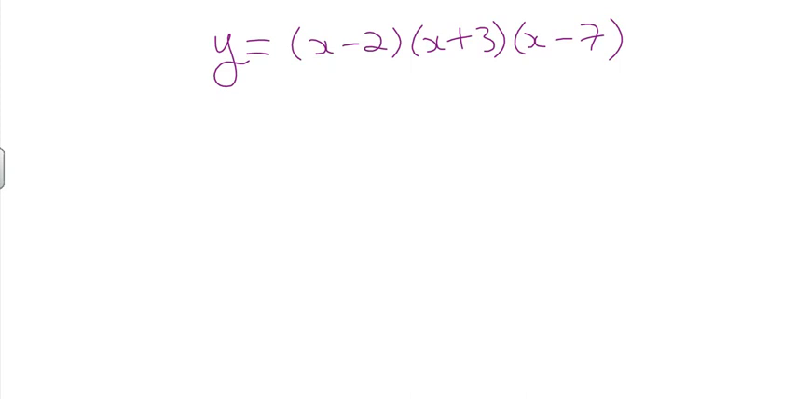You set x to 0, which means the first term becomes negative 2. The second term is 3. The third term is negative 2 times 3 is negative 6 times negative 7 is 42. I assure you it was coincidental. I did not set out to come up with 42.